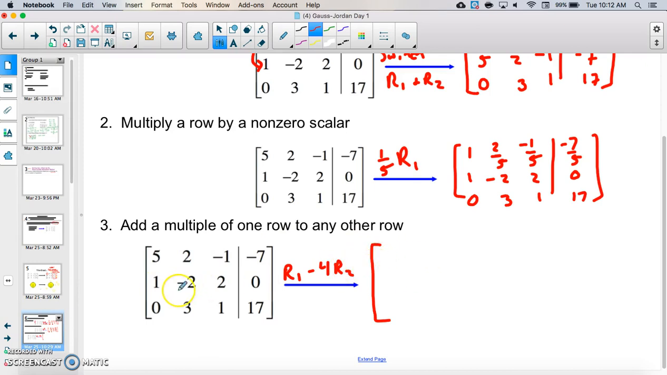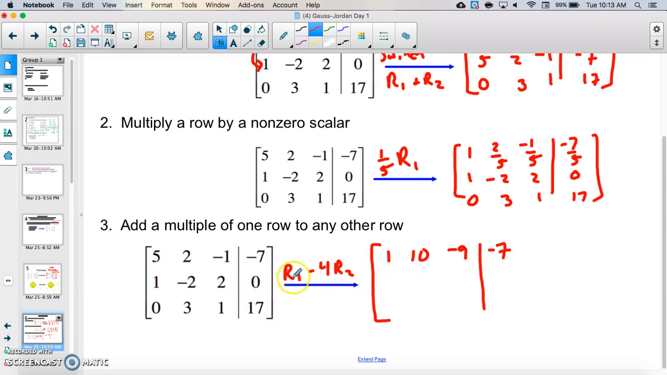So row 1 minus 4 times row 2. We've got 4 times this is 4, so when we subtract we get a 1. 4 times 2 is 8, or negative 8, so 2 minus negative 8 is going to be 10. If we multiply by 4 here, we get 8, so negative 1 minus 8 is negative 9. And row 1 minus 4 times 0 is 0, so we're just left with negative 7 still.